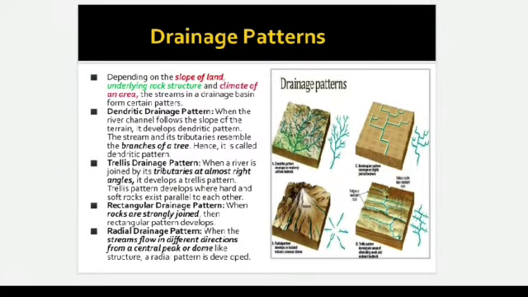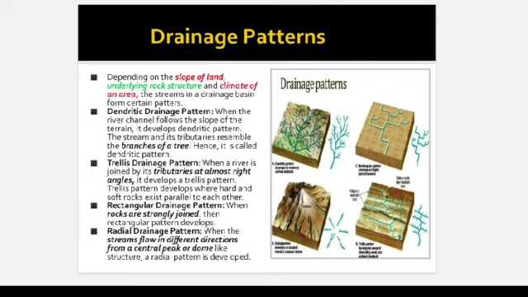When the streams flow in the drainage basins, they form certain patterns also, and these patterns depend on the slope of the land, underlying rock structure and climate of an area. So there are basically 4 types of drainage patterns. First one is dendritic drainage pattern. This pattern follows the slope of the land and it resembles the branches of a tree, and hence it is called as dendritic drainage pattern.